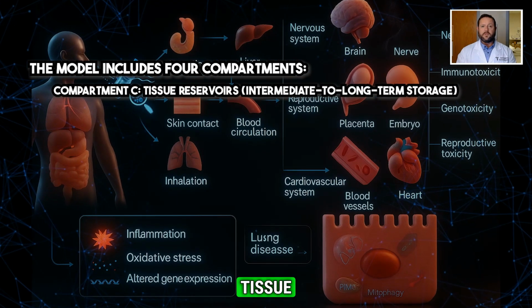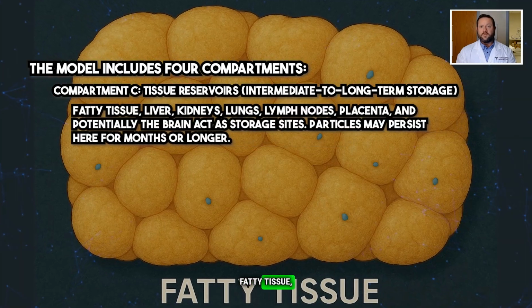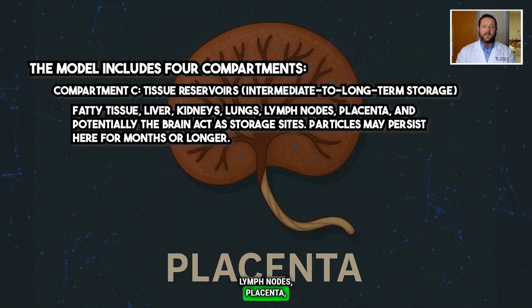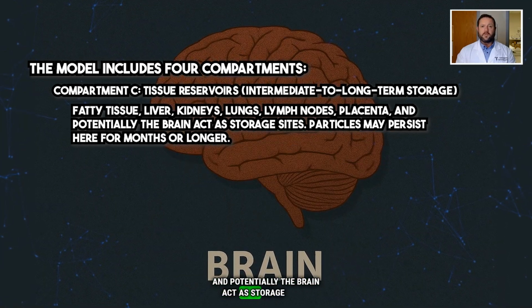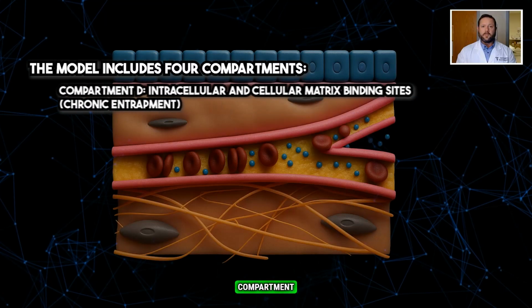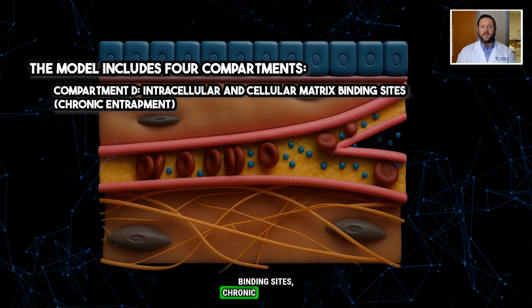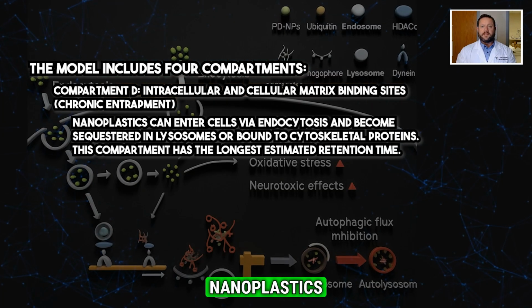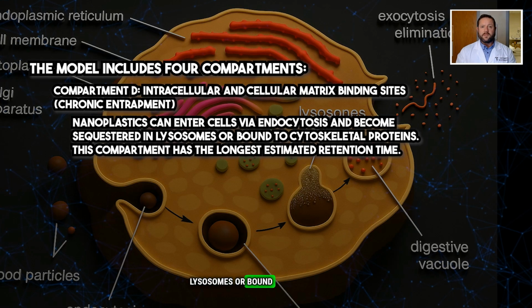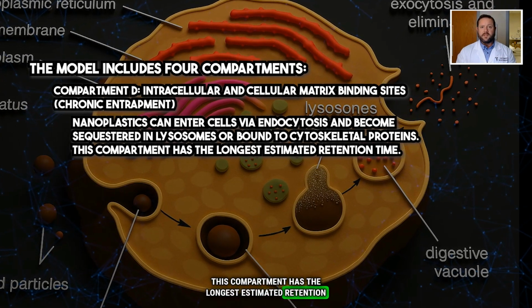Compartment C, tissue reservoirs, intermediate to long-term storage. Fatty tissue, liver, kidneys, lungs, lymph nodes, placenta, and potentially the brain act as storage sites. Particles may persist here for months or longer. Compartment D, intracellular and cellular matrix binding sites, chronic entrapment. Nanoplastics can enter cells via endocytosis and become sequestered in lysosomes or bound to cytoskeletal proteins. This compartment has the longest estimated retention time.